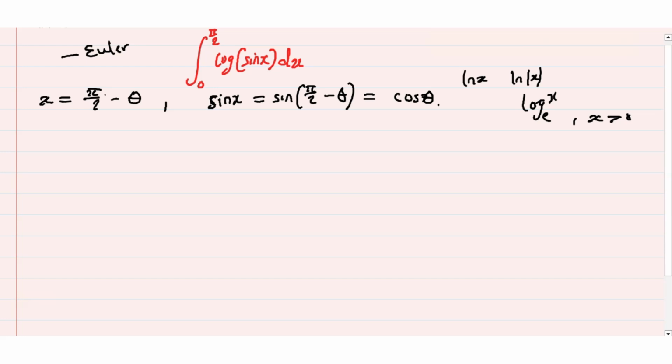So first of all, we can just write the integral from 0 to pi over 2 of the logarithm of cosine. We have to investigate, since we have changed the variable from x to theta, what happens to the limits. When x is 0, what is theta? If x is 0, then pi over 2 minus theta will be equal to 0. This means that theta will be equal to pi over 2.